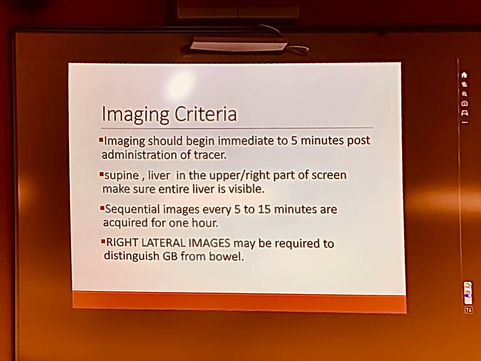Okay. When you're done, if you see everything, so when I say see everything, what should you see on a HIDA at the end of an hour? Liver, gallbladder, and bowel. When you see all 3 of those things, you're gonna do your right lateral to prove that it's gallbladder, okay? And your oblique, separation. And then you're done. Okay. Tell the patient, he's out, right?